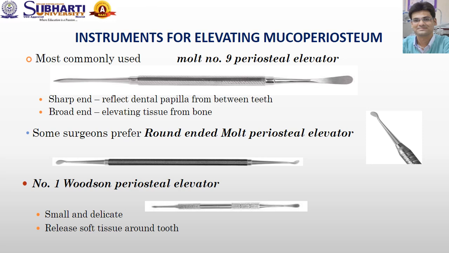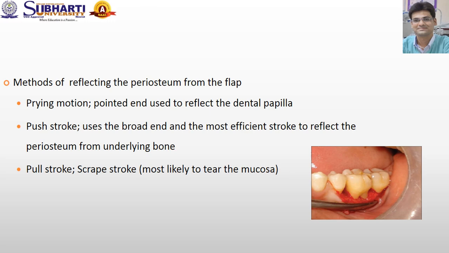as compared to it, and releases the soft tissue around the tooth. The periosteum can be reflected by the following methods: prying motion, in which the pointed end is used to reflect the dental papilla; push stroke, which uses the broad end of the instrument and is the most efficient stroke to reflect the periosteum from the underlying bone; and the last, the pull stroke, that is a scrape stroke. It is more likely to tear the mucosa.